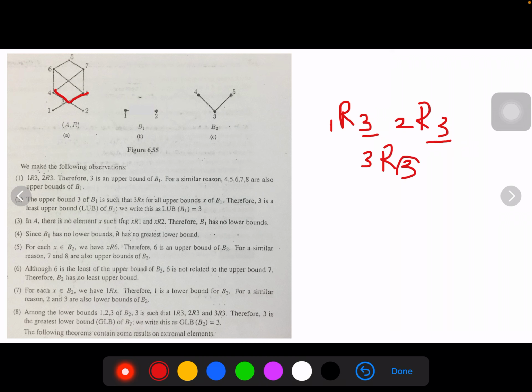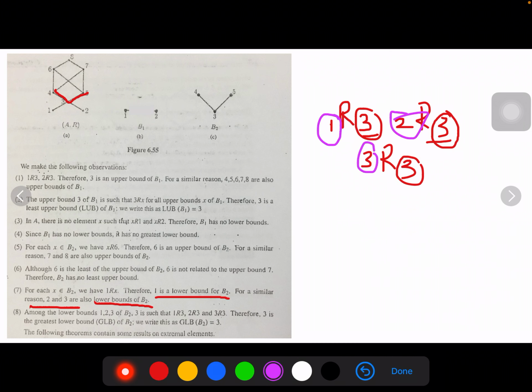This is the fixed element, to say that these are the lower bounds of B2. Therefore, 1 is a lower bound of B2. For a similar reason, 1, 2 and 3 are all lower bounds. They are all below this. Here 3 is related to 3 itself, though we say that it is below. Since with respect to the relation, you can also consider 3 there.